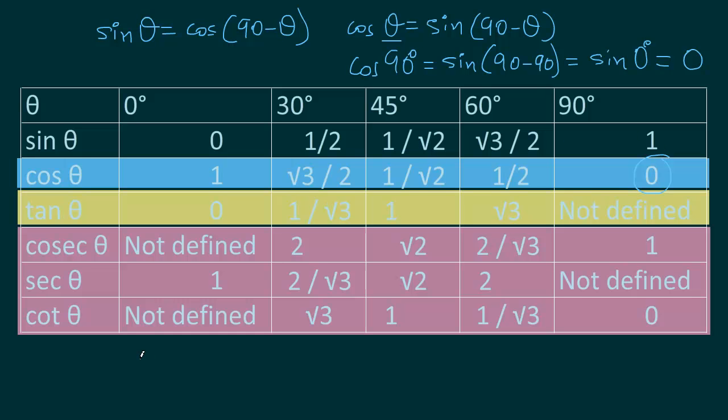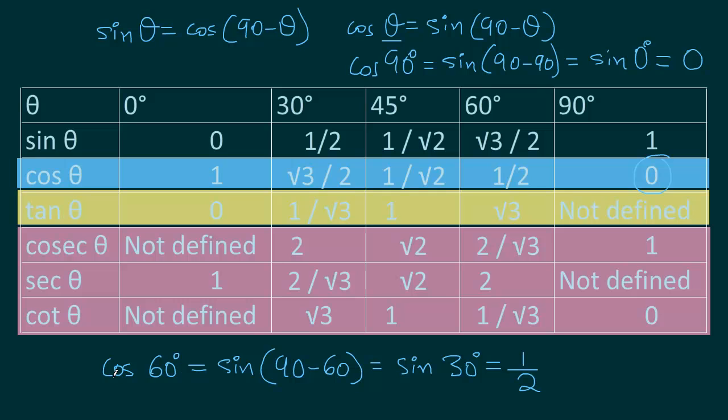Similarly, let's say we want to find out cos 60 degrees. So cos 60 degrees will be equal to sine 90 minus theta, 90 minus 60, which will be equal to sine 30. And what is sine 30? It is 1 by 2. So let's check if cos 60 degrees is indeed 1 by 2. So cos 60 is actually indeed 1 by 2.